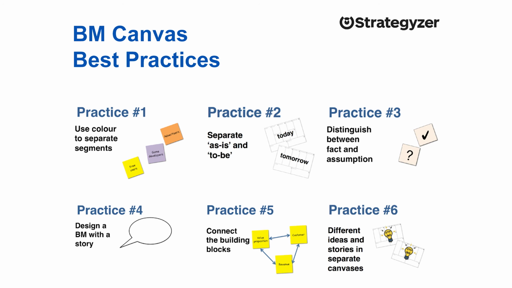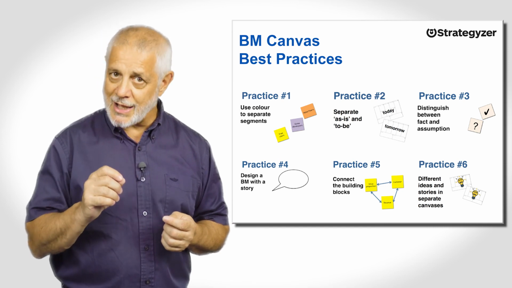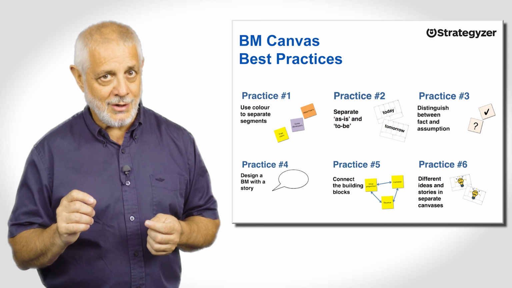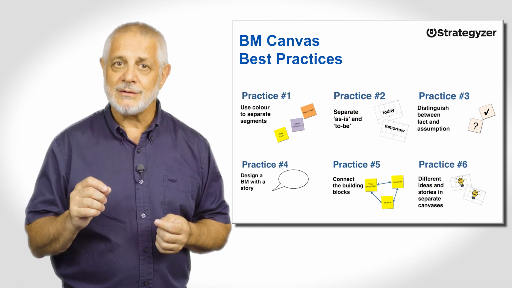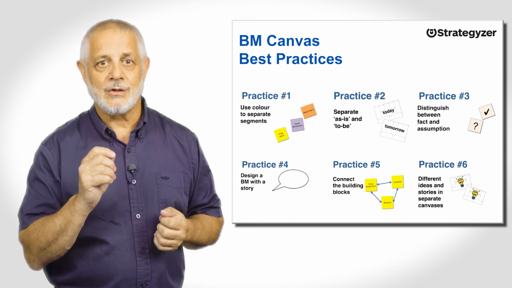Now, to summarize these thoughts, these 6 practices are intended as a guide to creating better, clearer, more effective business models. Use color for segments. Separate as-is and to-be. Distinguish fact from assumption. Design with a story. Connect the building blocks, and separate your stories.